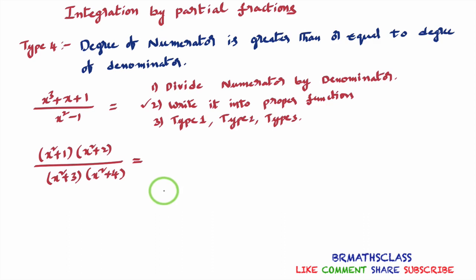Actually, there are 4 types of rational functions. By seeing those rational functions, you need to identify which type this comes under. In coming classes, we are going to discuss all the problems type wise so that you will feel that integration by partial fractions is very easy.